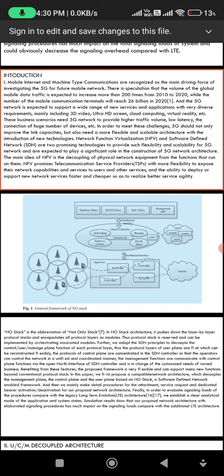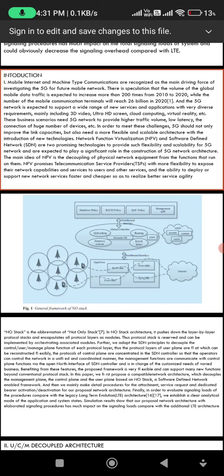These business scenarios need the 5G network to provide higher traffic volume, low latency, the connection of a huge number of devices, etc. In order to meet these challenges, 5G should not only improve the link capacities but also needs a more flexible and scalable architecture with the introduction of new technologies. Network function virtualization and software defined network are two promising technologies to provide such flexibility and scalability for 5G network and are expected to play a significant role in the construction of 5G network architecture.